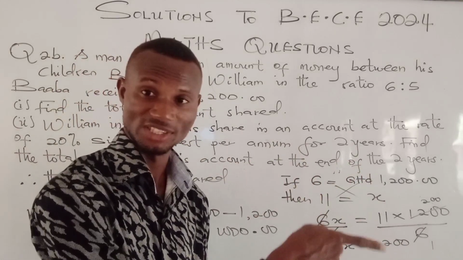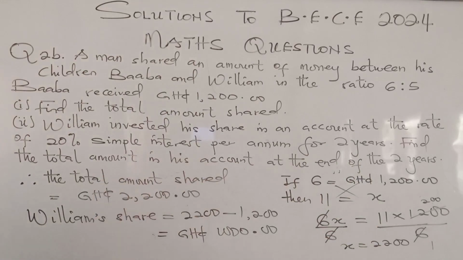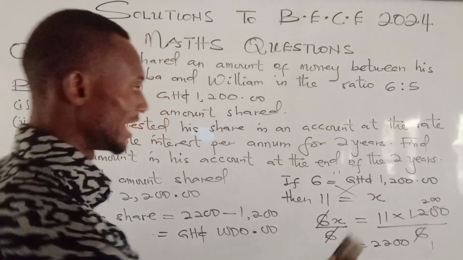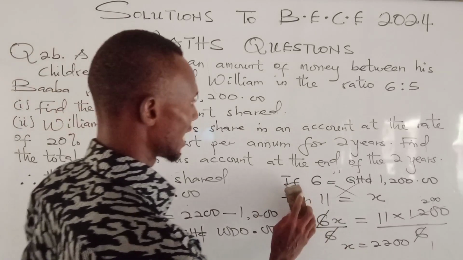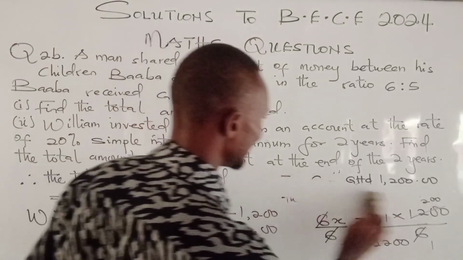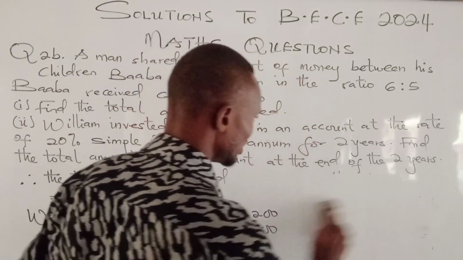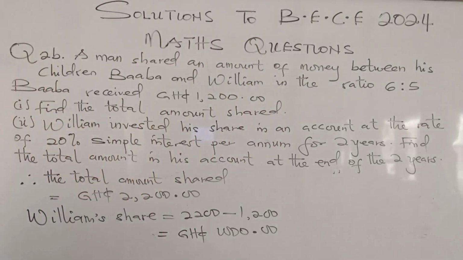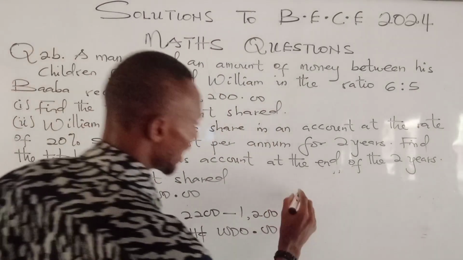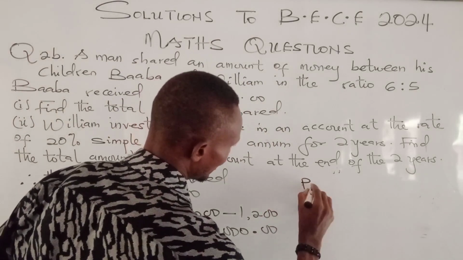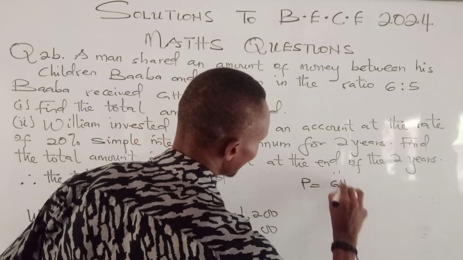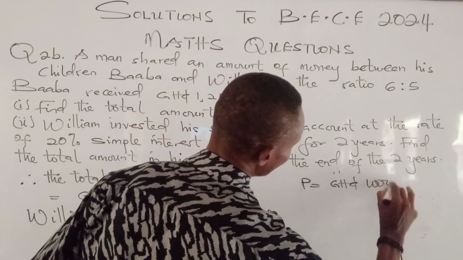That's William's principal. So I'm going to write it down. I need more space to continue, so I'm going to clean a portion of the board again. I hope you understand. So let me clean this part of the board so that we can proceed with the solution. So now my P, which is the principal, P equals 1,000 Ghana cedis.